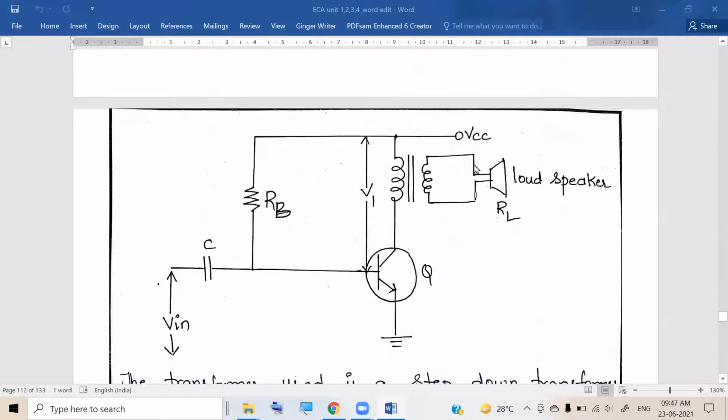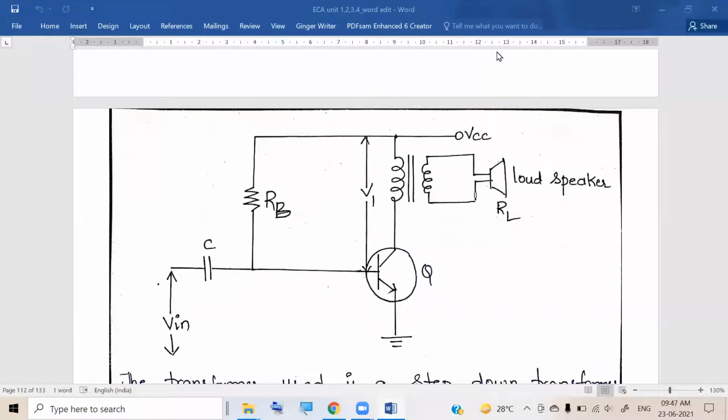So what will be the input DC power here? Please answer. See, power is voltage into current. So what is voltage? VCC. Tell me what will be the power? VCC into ICQ. Very good.